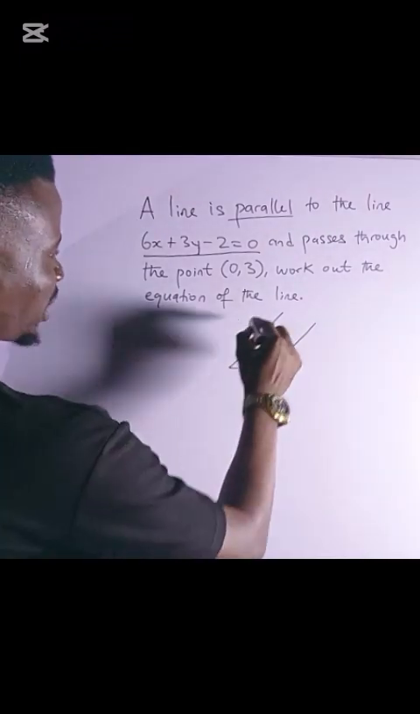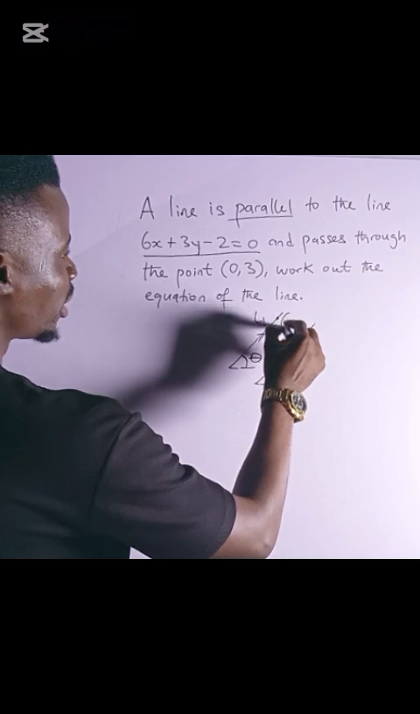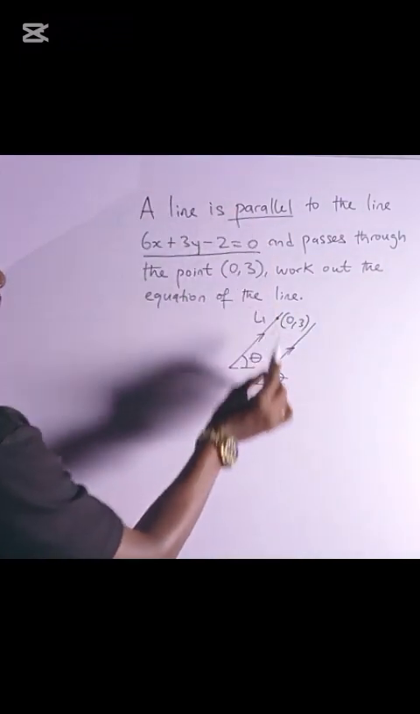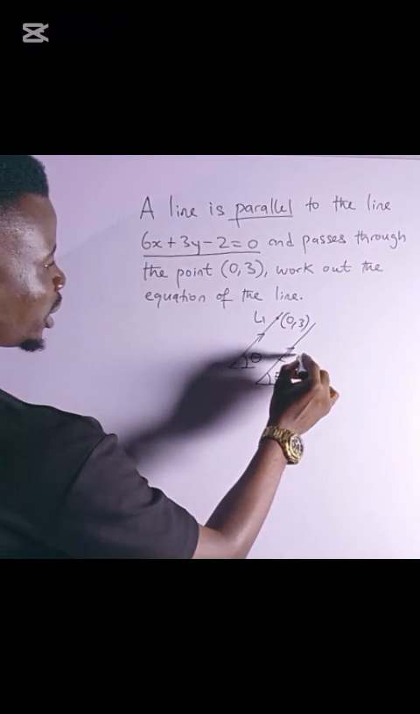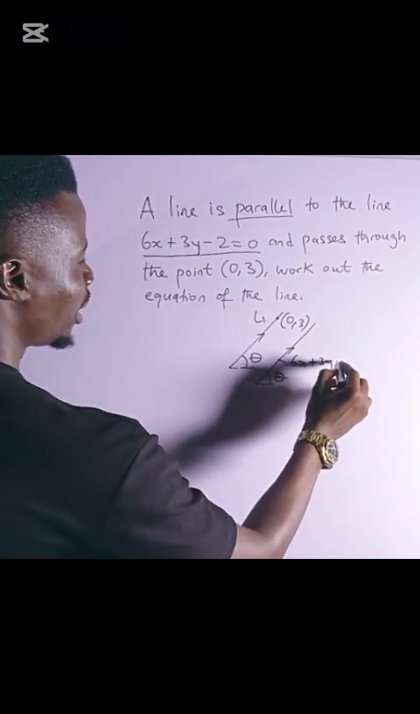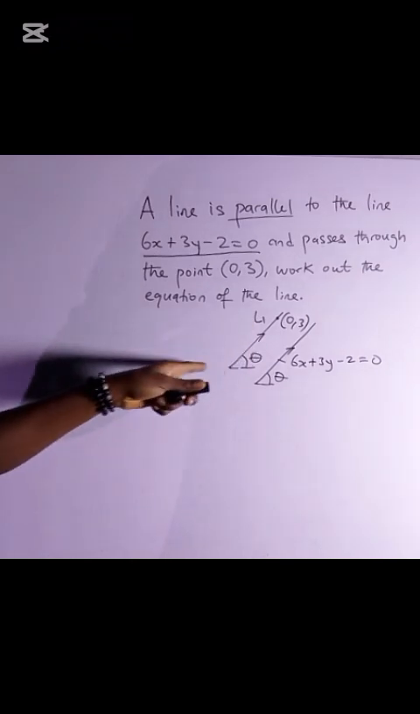So we don't know the first line, let's call it L1, but we are told it passes through the point (0, 3), and it is parallel to the second line, which is 6x plus 3y minus 2 equals 0. So how do we work out the equation of this first line?